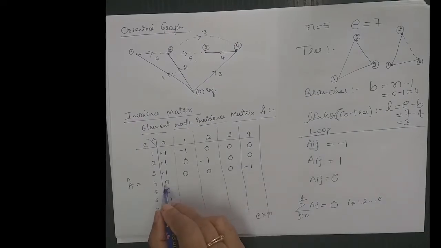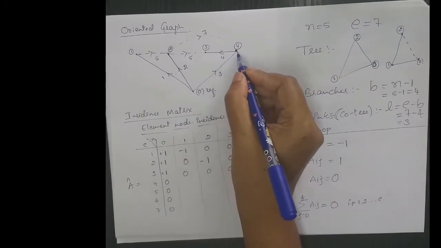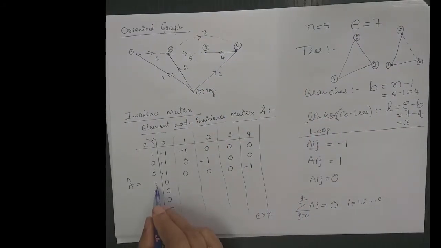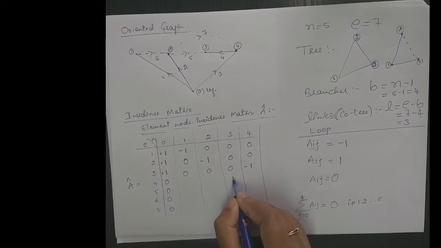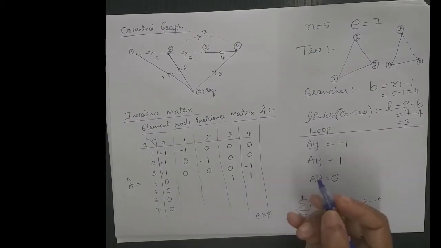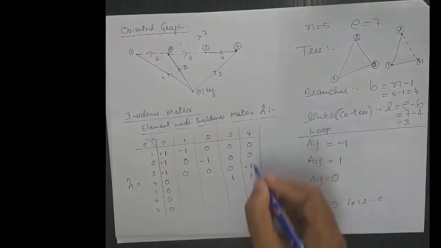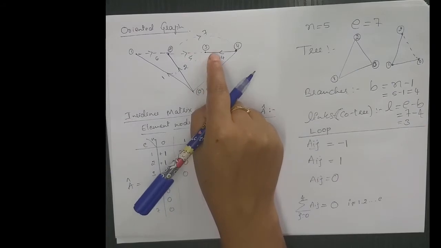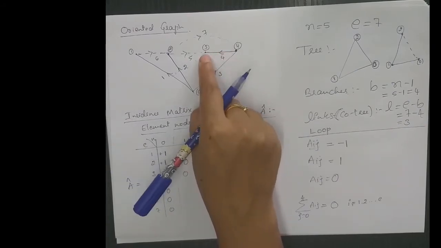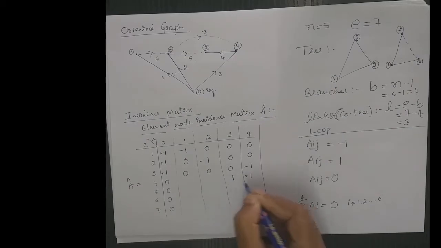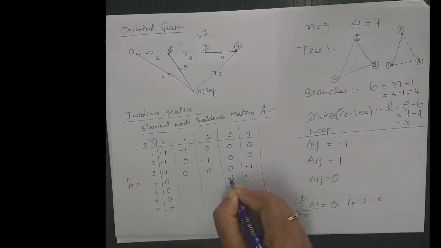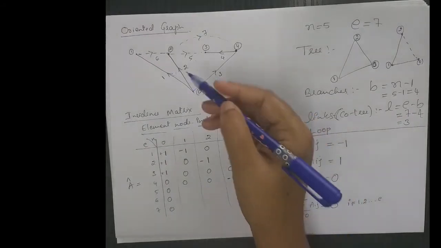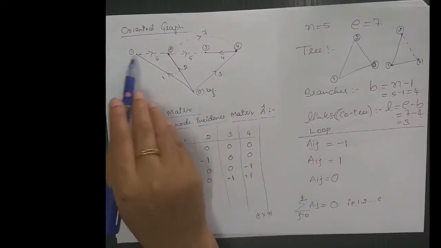Let us take the fourth element. The fourth element is incident to node 4 as well as node 3. It is away from 4, so it should be +1, and going toward 3, so it has to be -1. The rest are all 0 because it is not incident to node 0, node 1, or node 2.